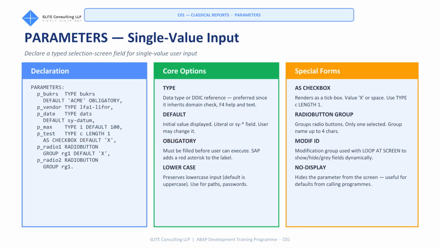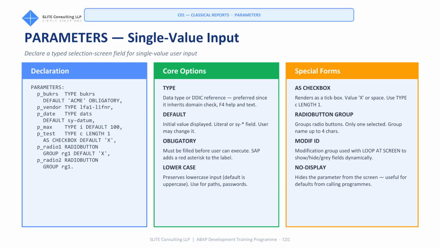PARAMETERS creates a single value input field on the selection screen, the dialog box that appears when the user runs the report. The most important option is TYPE. Always declare it referencing a DDIC field or data element rather than a raw ABAP type. This gives you the domain check table, the F4 search help, and the field label automatically. For example, PARAMETERS p_bukrs TYPE bukrs gives you the company code domain. The system validates that the entered value actually exists in T001 and provides a drop-down of all company codes. Without TYPE, you get none of that.